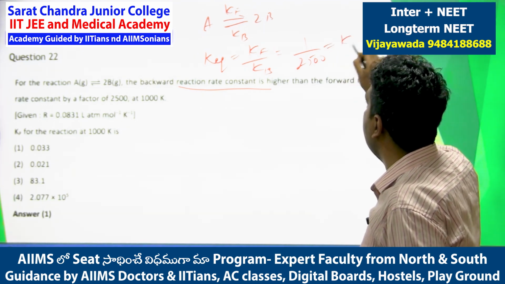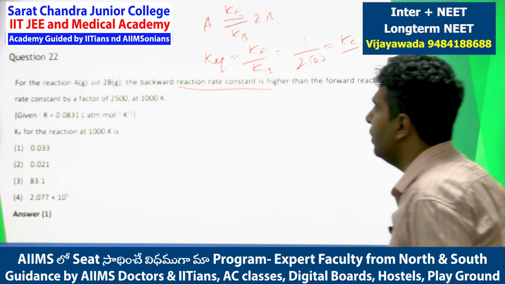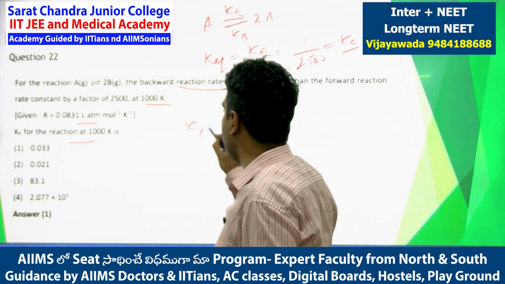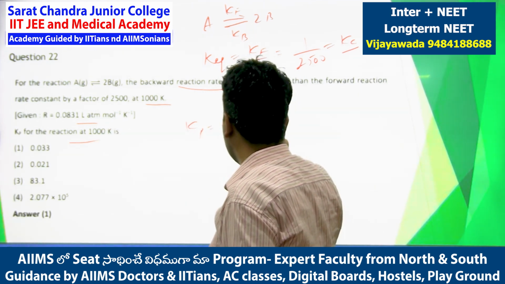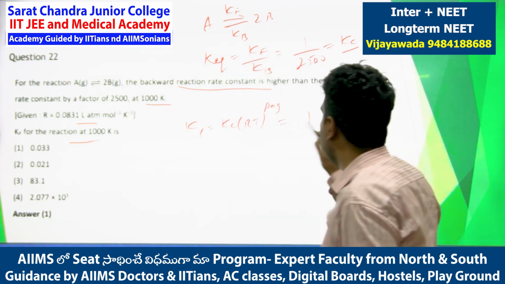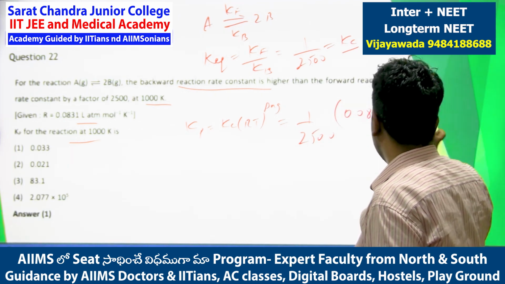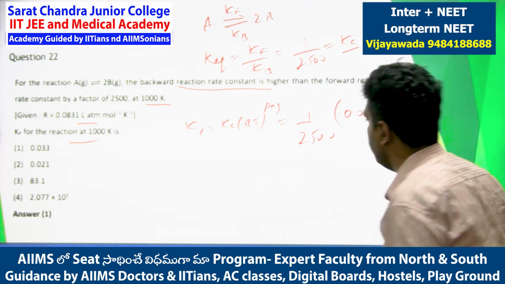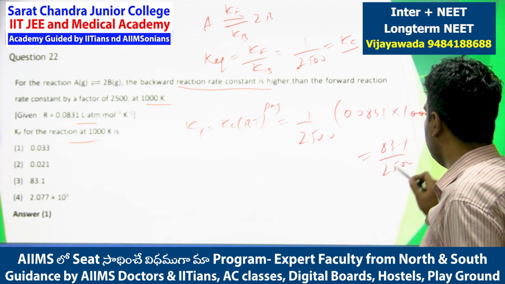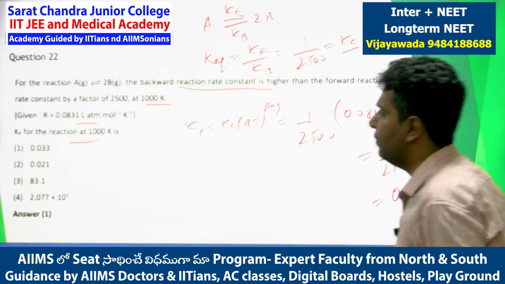So the equilibrium constant over here, that is Kc for this reaction, will be 1 upon 2500 at 1000 Kelvin. The Kp we have to find out. Kp is equal to Kc into RT power delta Ng. Now delta Ng for this reaction will be 2 minus 1, that is 1. Kc is 1 upon 2500, R value is 0.0831, temperature is 1000 and delta Ng is 1. So this will come out to be 83.1 by 2500. So this will be 0.033, that is the first option.